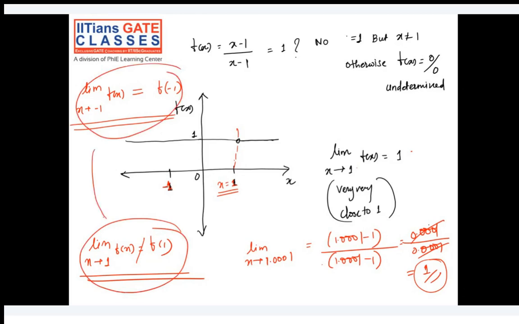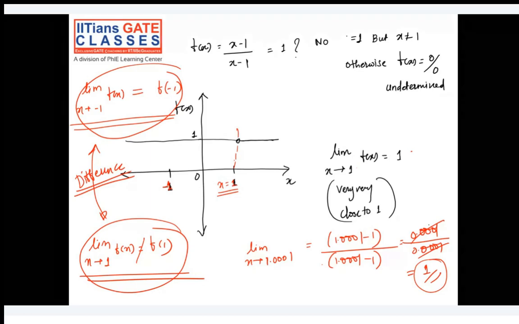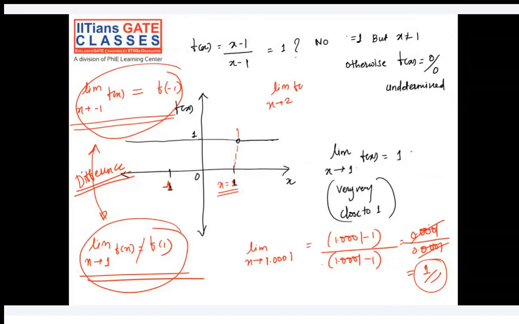Are you getting the difference in the situation at x equal to 1 and x equal to minus 1? Yes. So if you take any other point, x equal to 2 also, limit x tends to 2, f of x equal to f of 2, you will get. Okay. No doubt about it. So at all other points, the function is continuous except x equal to 1. Okay. So I hope now you got the understanding of how limit is helping us to calculate or to explain the continuity of the function.